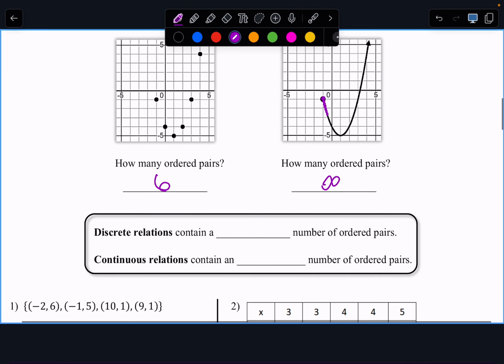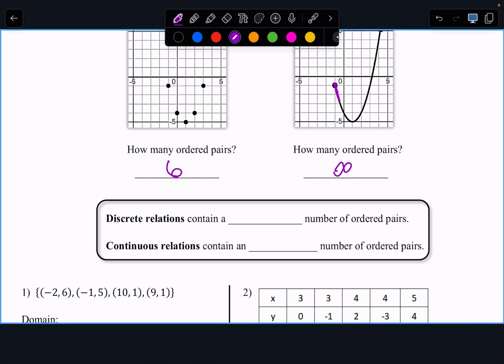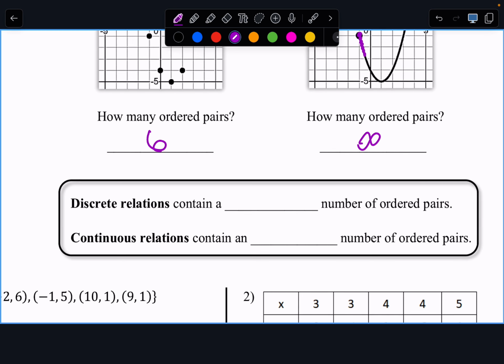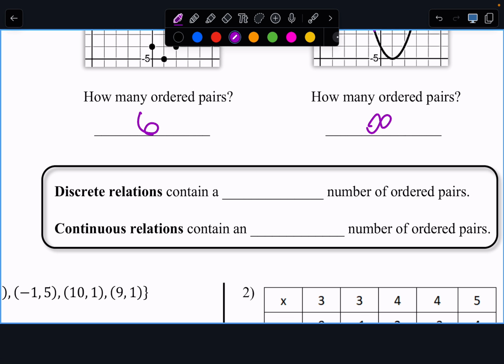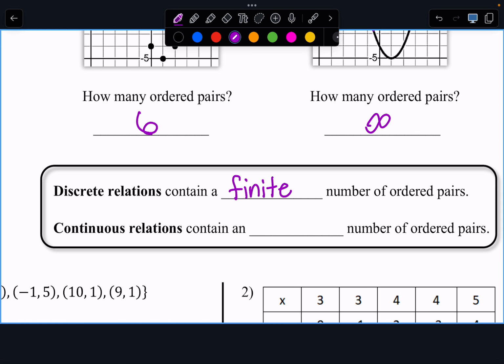Okay. So, here's the deal. When we talk about a discrete relation, that means there is a finite number of ordered pairs. We can count them. But a continuous relation is going to have an infinite number of ordered pairs.